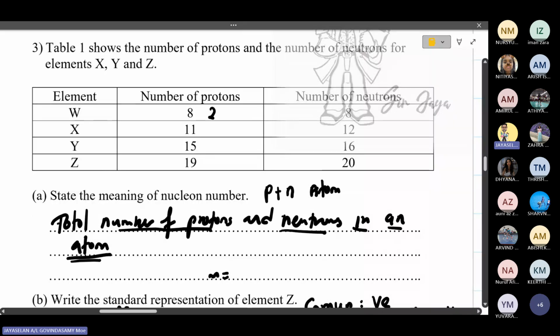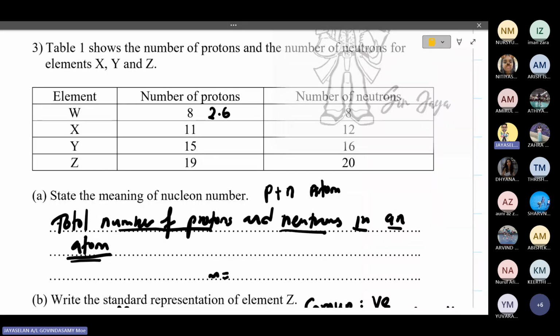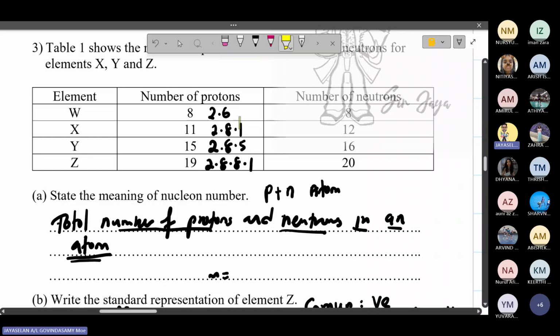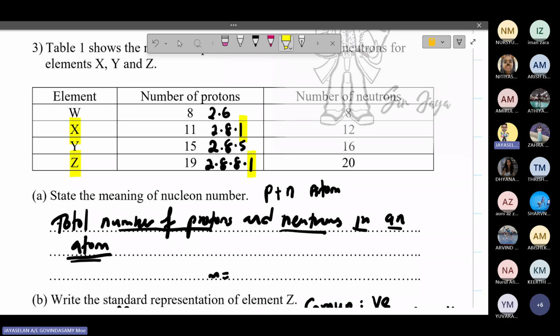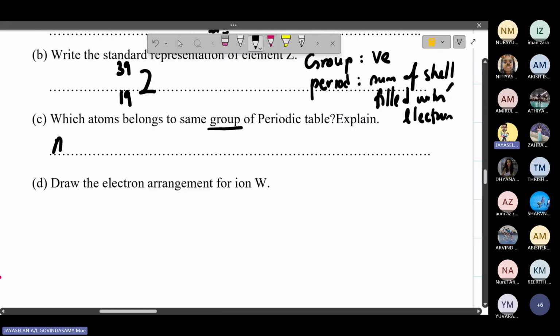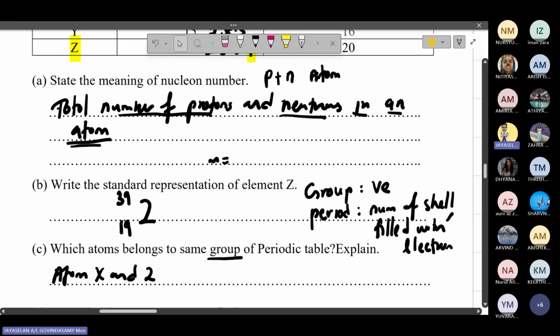So this is 2.6. This one is 2.8.1, so it has valence electron of 1. This Y is 2.8.5, it has valence electron 5. Z is 2.8.8.1. So which one has the same valence electron? Same valence electron 1, 1. So X and Z. So you put what? Answer: atom X and Z. You already score 1 mark.